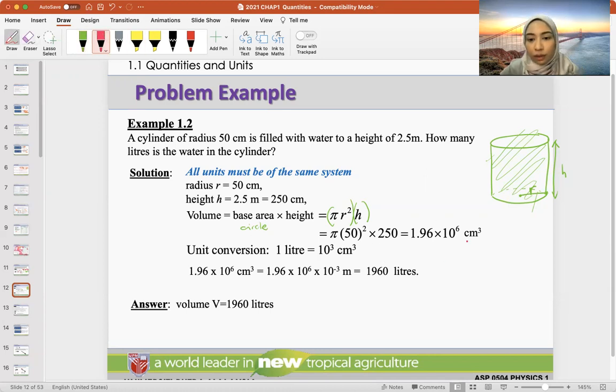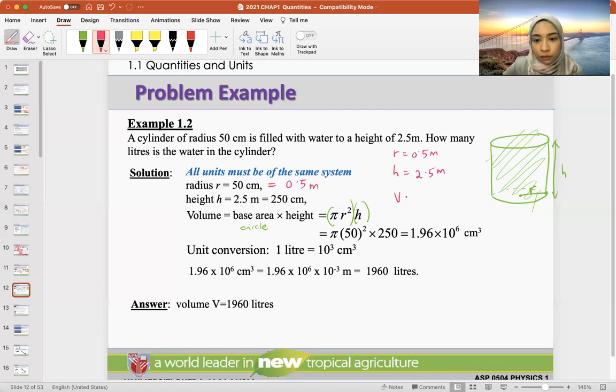So I want to convert everything to SI unit and then use the equation. Simple question, not complicated. So 50 centimeter is equal to 0.5 meter and height is 2.5 meter. I want everything in SI unit. So radius is 0.5 meter, height is 2.5 meter.